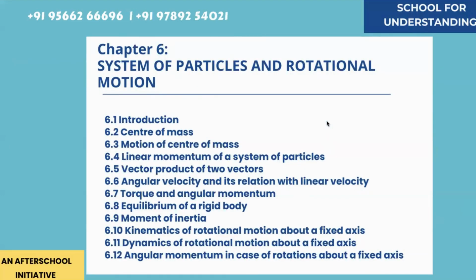On to chapter 6, which is system of particles and rotational motion. We'll start with the introduction, then we'll move on to center of mass, then motion of center of mass, followed by linear momentum of a system of particles. Then we'll focus on vector product of two vectors, followed by angular velocity and its relation with linear velocity, then torque and angular momentum, followed by equilibrium of a rigid body. Then we'll move on towards moment of inertia, followed by kinematics of rotational motion about a fixed axis, then dynamics of rotational motion about a fixed axis, and finally the angular momentum in case of rotations about a fixed axis. So these are the topics that are part of chapter 6.